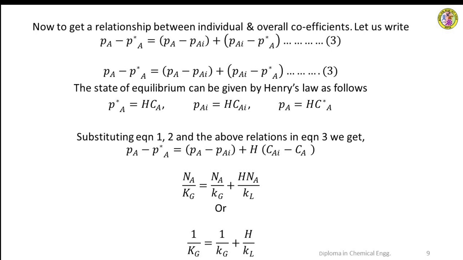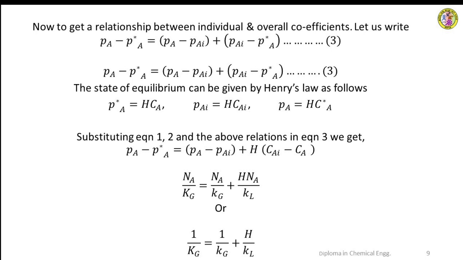Now the left hand side, Pa minus Pa star, is nothing but Na divided by capital Kg. That is obtained from equation number 1. On the right hand side, we have Pa minus Pai, which is nothing but Na divided by small kg, obtained from equation number 2. The third term in the equation is Pai minus Pa star. Here both Pai and Pa star are equilibrium concentrations.